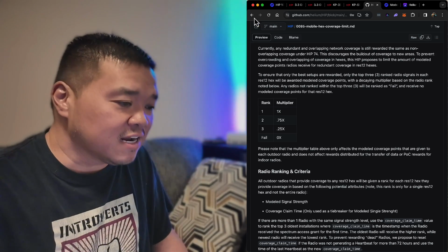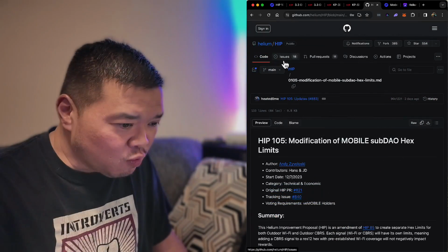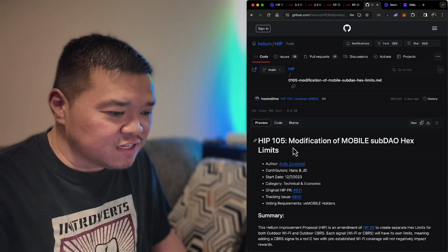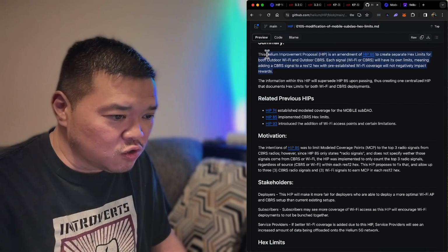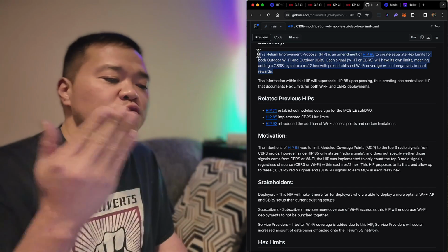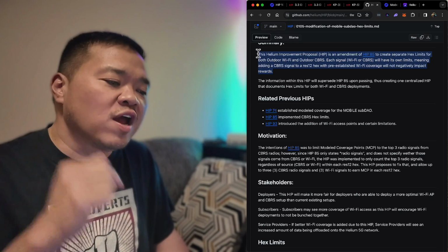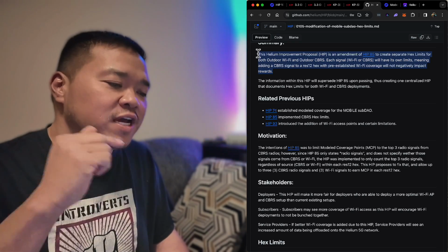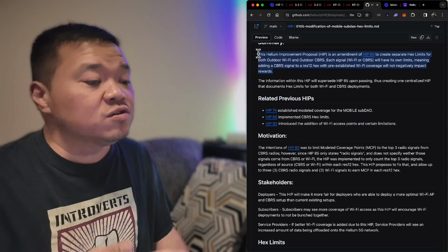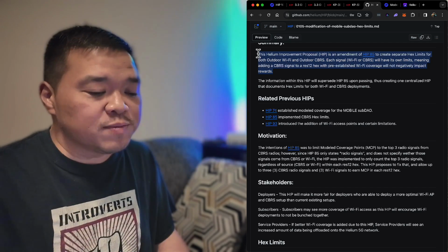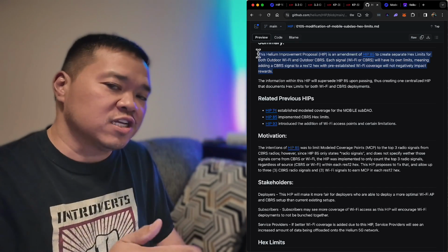I'm hoping that sooner or later we're going to bypass all of this. HIP 105 is the modification of the Sub-DAO hex limits. In this, they're looking to create separate hex limits for both indoor and outdoor. So it makes more sense then to have that CBRS and that Wi-Fi in the same location. I hope they do bring up HIP 105 soon and have us vote on it. I'd love to make that happen. And when they get closer to that point, I will start talking to you about this one.